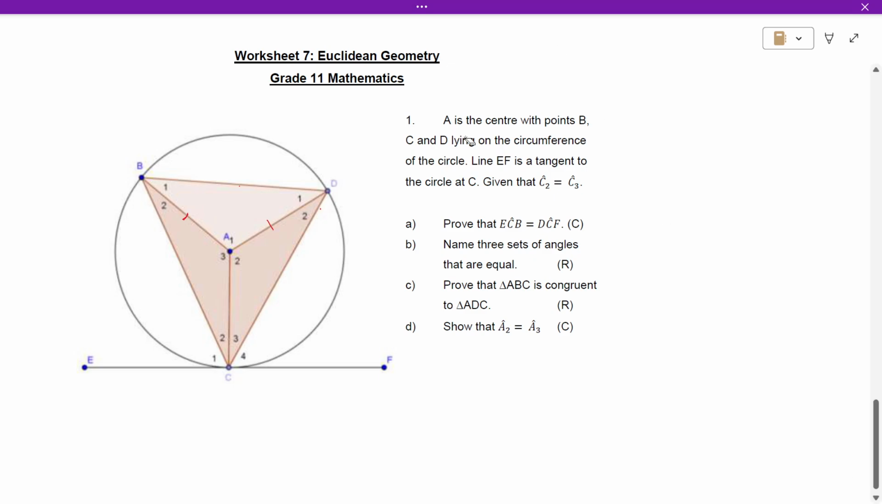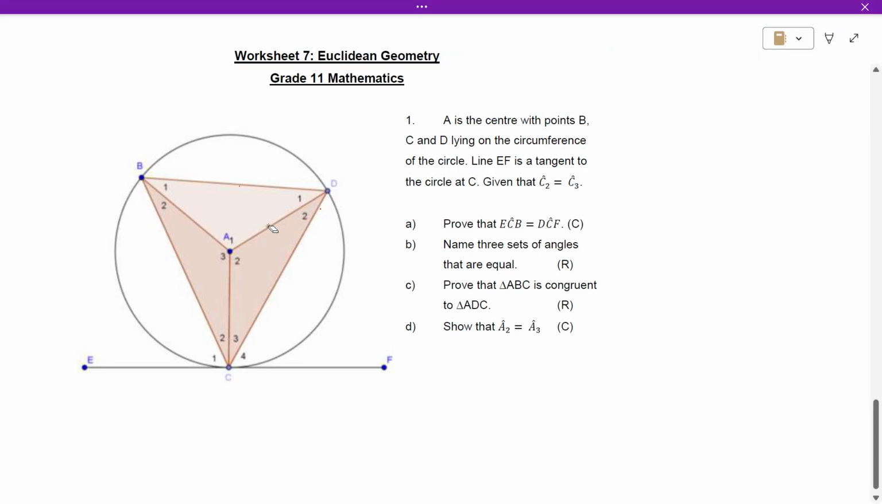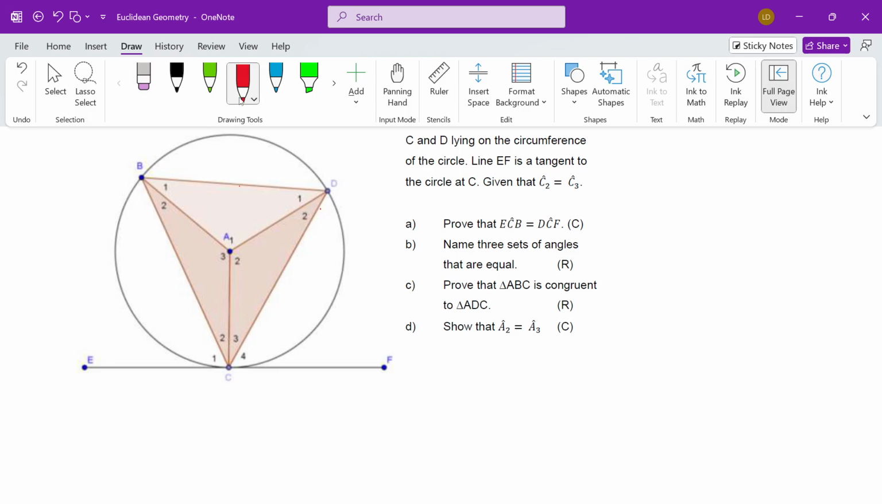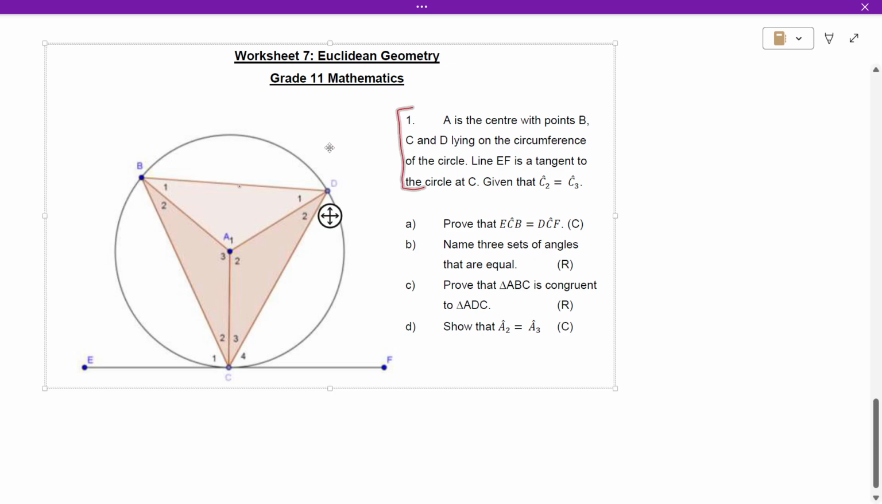Cool. Over here it says A is the center with points B, C, and D lying on the circumference of the circle. Line EF is a tangent to the circle at C, and it's given that C2 is equal to C3. Before we go any further, and I always recommend doing this first, make sure that you fill in as much given information as you can from this paragraph.